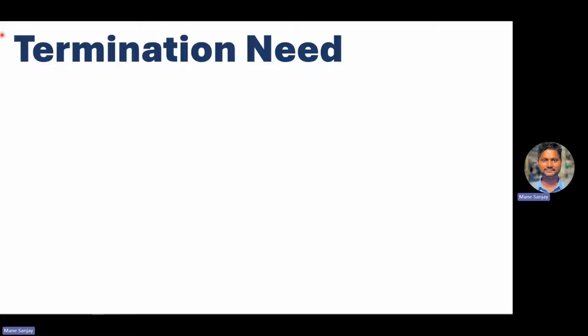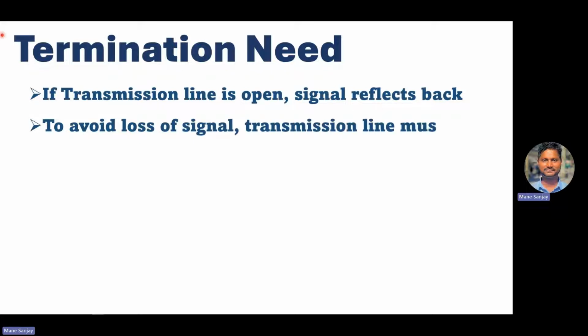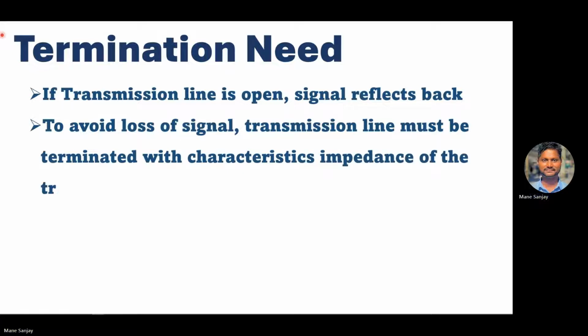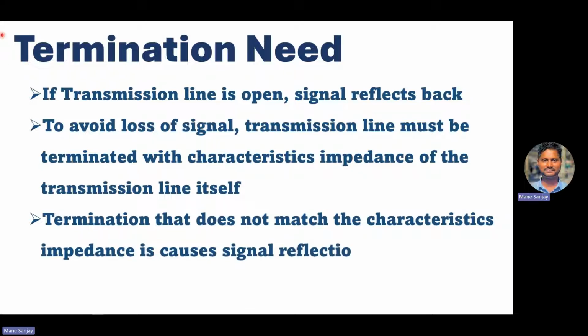So if the transmission line is open, the signal reflects back. And to avoid the loss of the signal, the transmission line must be terminated with the characteristic impedance of the transmission line itself. So any termination that does not match the characteristic impedance causes reflection, and the worst case is a short circuit or open circuit behavior of the transmission line, which leads to malfunction of the entire network. So we need a characteristic impedance for a CAN network.